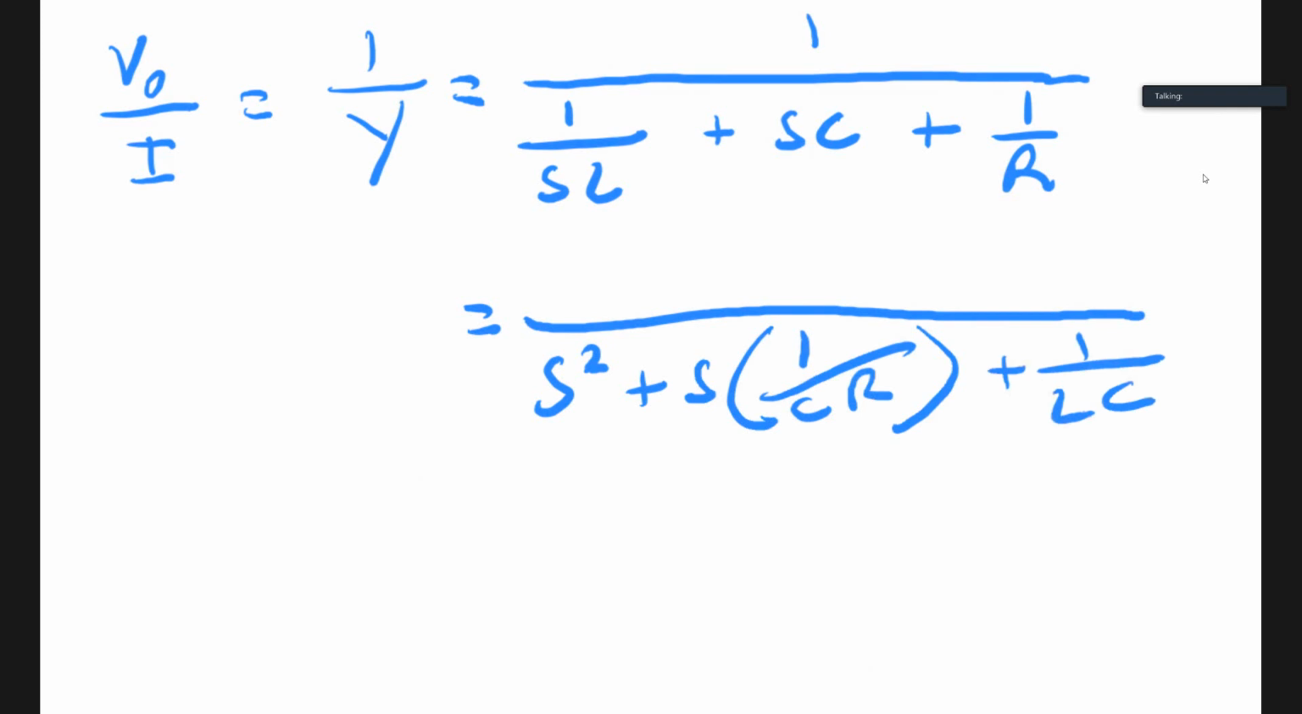And here we have S over C. So we can see that the denominator is the second order equation that we want to relate to these important parameters that we have been referring to in all the filters, which is the natural frequency and the quality factor.